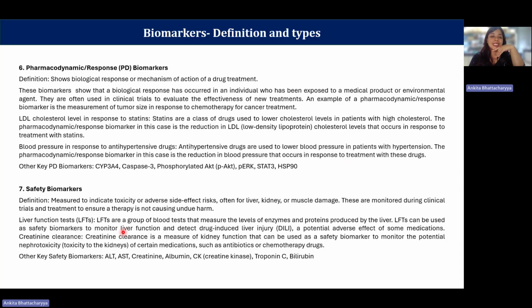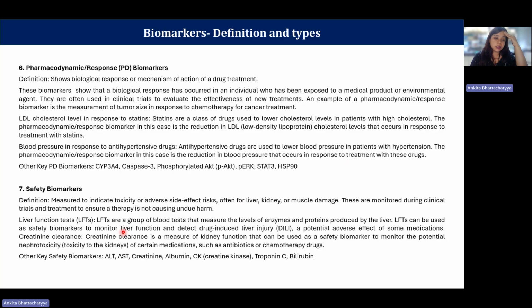Then you have creatinine clearance, which is the measure of kidney function. So creatinine clearance monitors nephrotoxicity, or toxicity to the kidney, as a response to certain medications like antibiotics and chemotherapy drugs. Usually, antihypertensives will not affect it, but chemo drugs, etc.